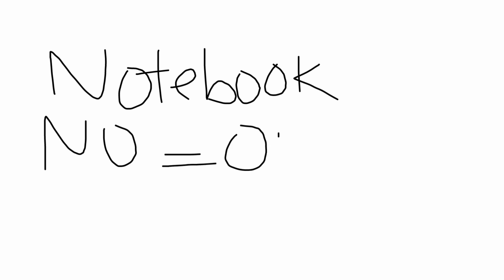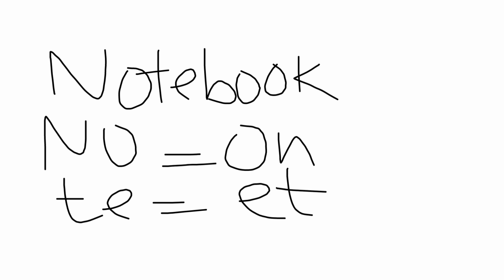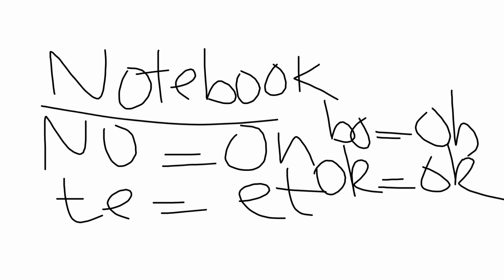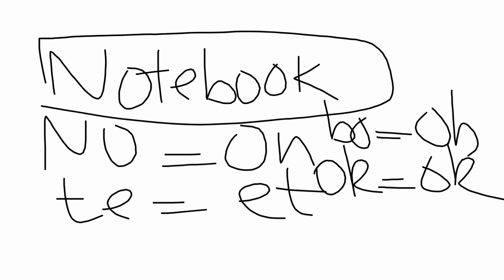For example, the word notebook. NO, reciprocal ON. TE, reciprocal ET. BO, reciprocal OB. This is how I arrange a word in coding. If I find letters starting with NO, I get their reciprocal. Like for example, the word math.